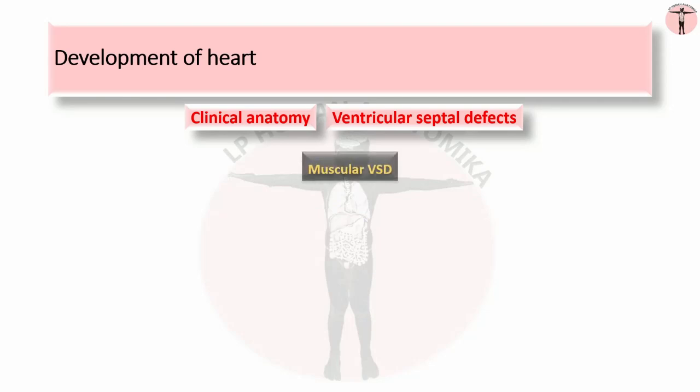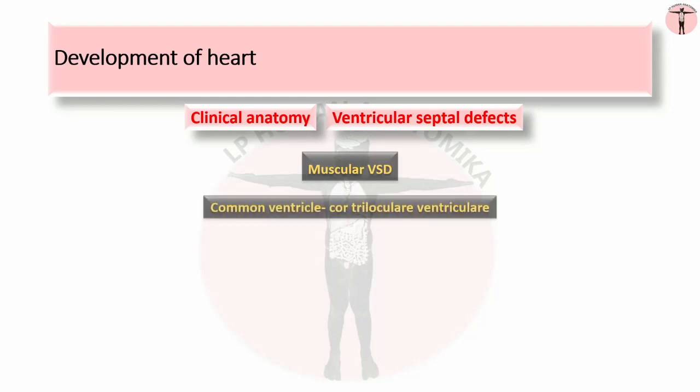Muscular ventricular septal defect is a less common type of defect that may appear anywhere in the muscular part of the septum. It is caused by single or multiple perforations in the muscular interventricular septum. Common ventricle, called cor triloculaire ventriculaire, is caused by failure in the formation of both the membranous and muscular interventricular septum.